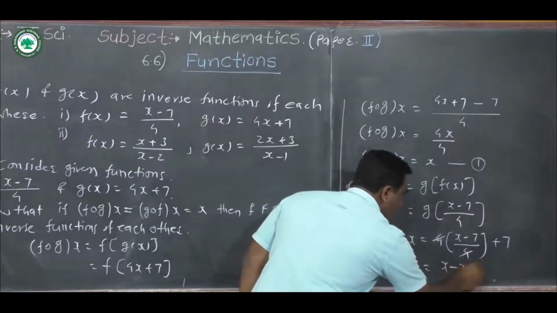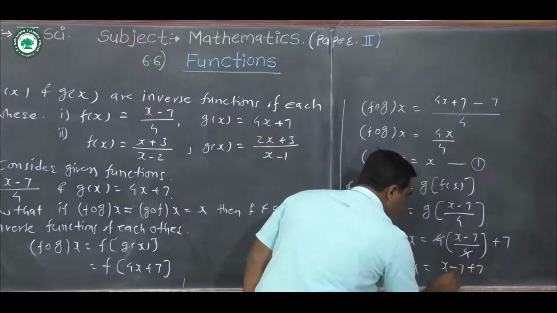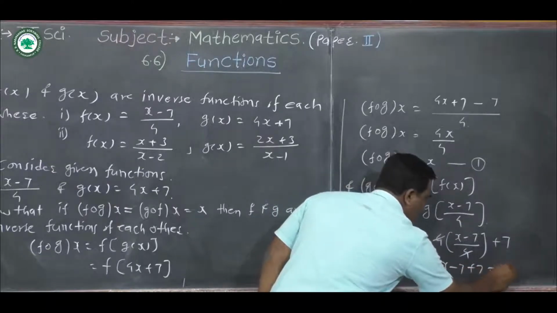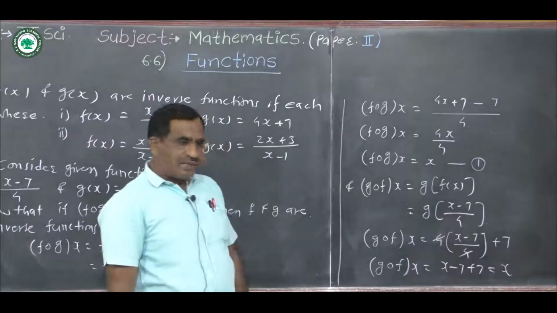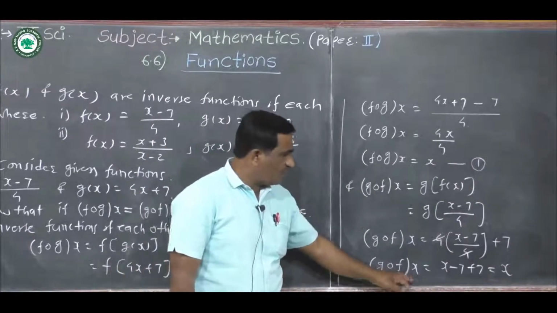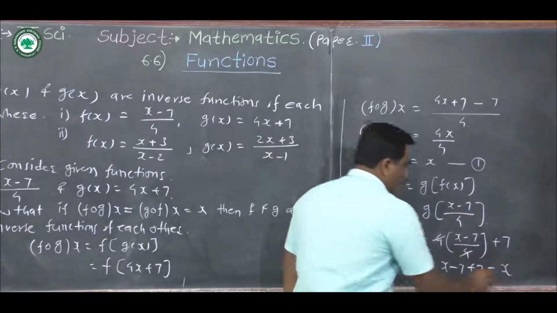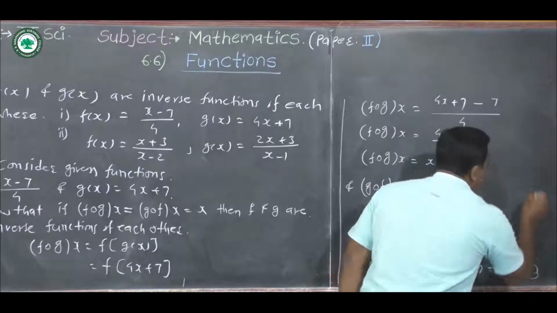remains only f composite with g on x is equal to x minus 7 plus 7. Now plus 7 minus 7 get cancelled, remains only x. That is we get here f composite with g on x is equal to also x. You can say here equation number second.